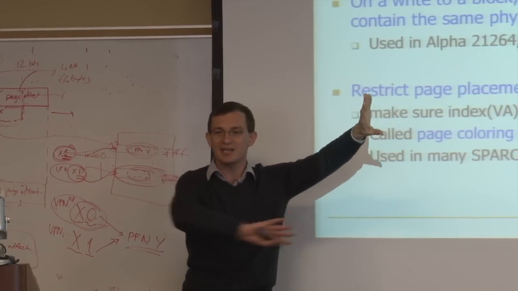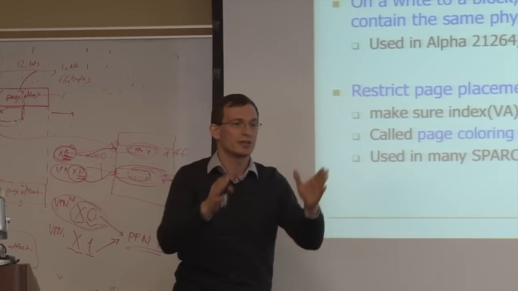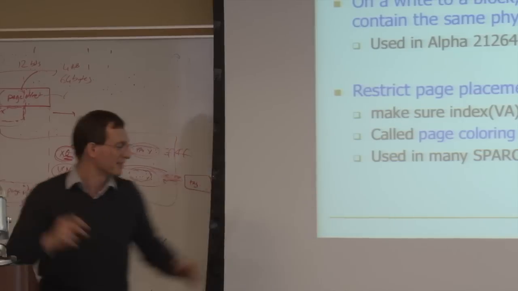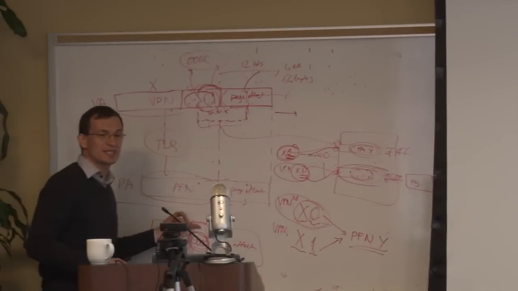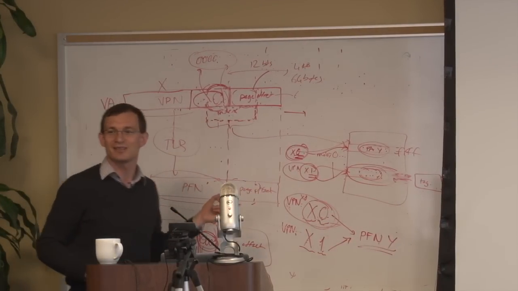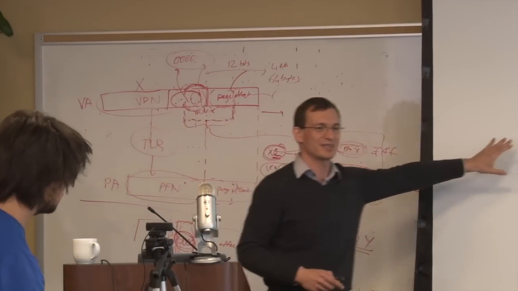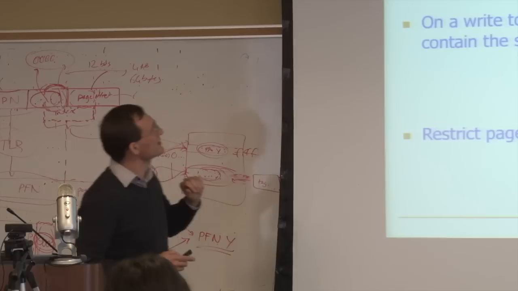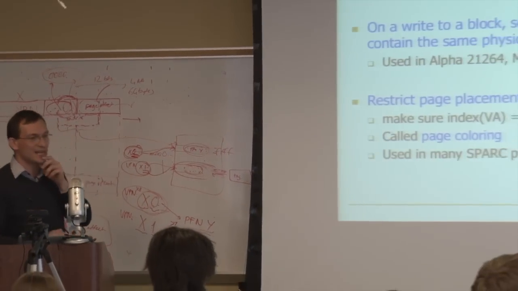A virtual page cannot go to any frame in physical memory. It can go only to 1/16th of the entire physical memory if your index bits are 4. Does that make sense? It's a fun solution, actually. It's a nice solution to the problem, but there's a downside to it. Let's take a look at the advantage and disadvantage of each, actually.